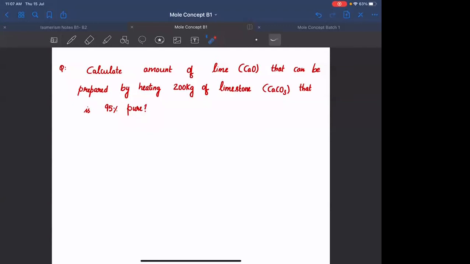For any mole concept question, the first part is to write the equation and to balance it. Because once you balance it, you will see the stoichiometric coefficients. Based on the stoichiometric coefficients, you can do the analysis. You are heating limestone, which is CaCO3. What is the equation for that?